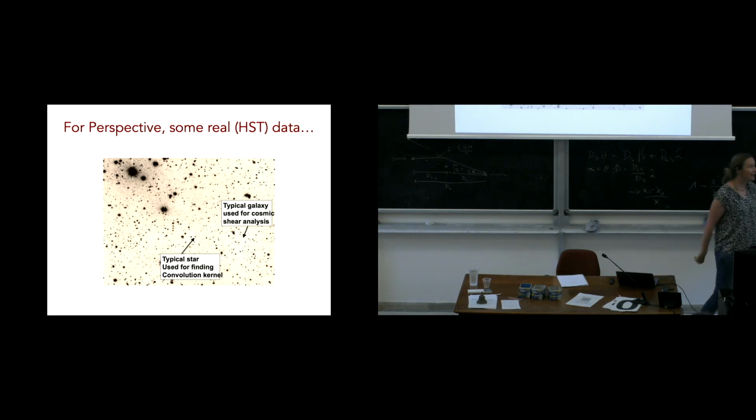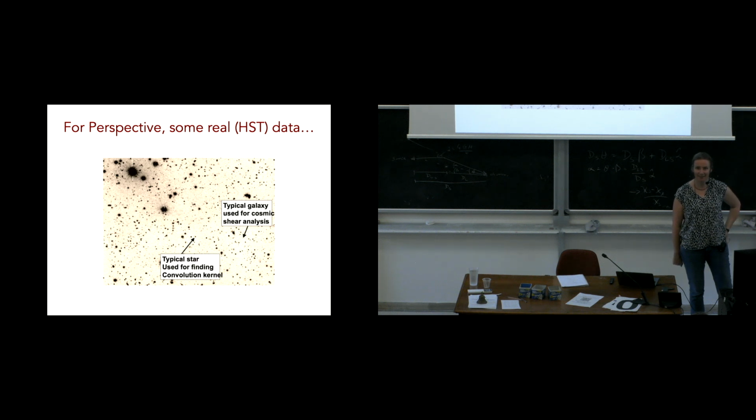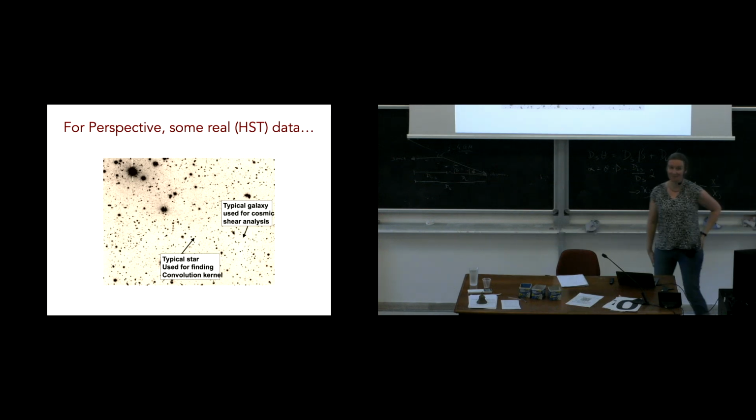Let's look at a little bit of data here, just to get some sense of what we're talking about. In HST imaging, which of course is limited to small footprints, a typical star might look like this. In a typical galaxy used in cosmic shear analysis, like this fuzzy blob over here. I see some raised eyebrows, but it gets better.